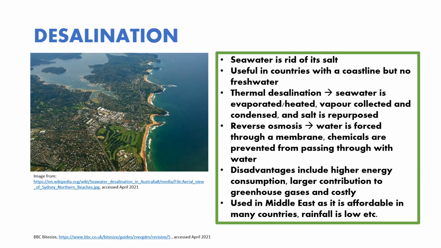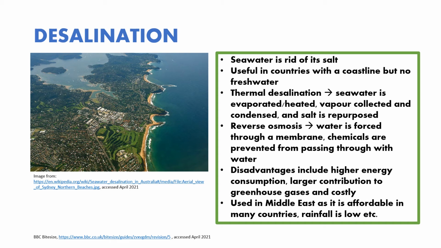Desalination is where seawater is removed of its salt to produce clean drinking water. It is particularly useful in countries where they have no fresh water sources but do have coastlines. There are two main methods of desalination. One is thermal desalination, where salt water is heated or allowed to evaporate. The water vapor is collected and condensed into pure water, and the leftover salt is repurposed.